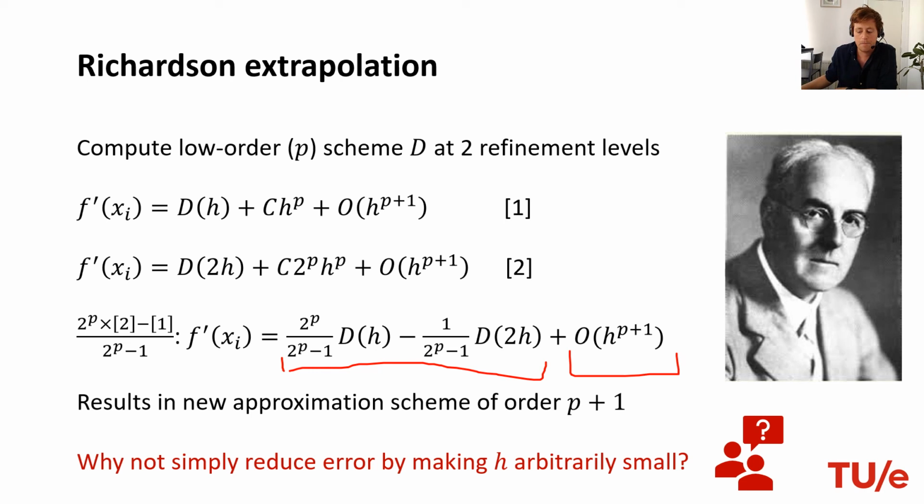Now, in the final section of the chapter on numerical differentiation, I will show you that this is not really the case, and that there's a catch which is important to keep in the back of your mind: reducing h does not always reduce the total error that you have in your approximation of the derivative.